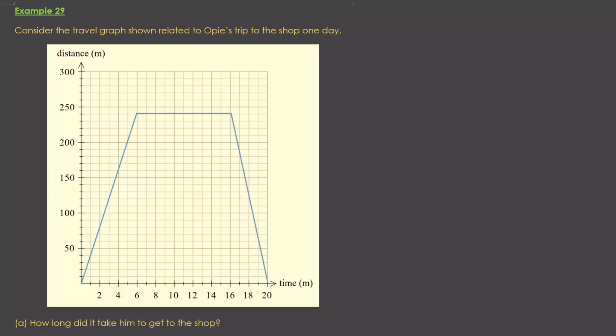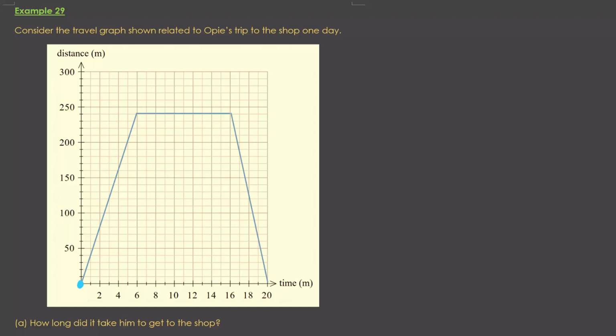Consider the travel graph shown related to Opie's trip to the shop one day. Now let's have a quick look at it before we answer the questions. This is time equals 0 and distance equals 0. So presumably at this point he's at home.